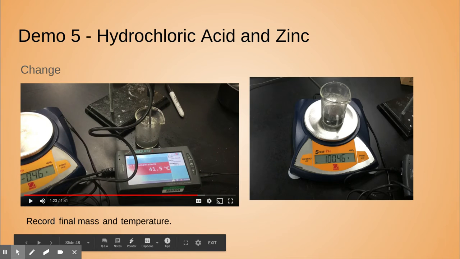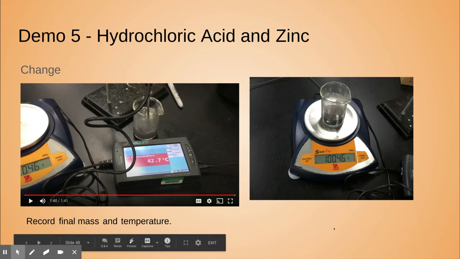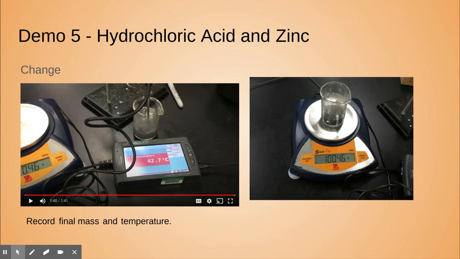So then record the final mass, which is on the right side here, and the final temperature here. I'll just quickly fast forward it to the end. So there's your final temperature. Here is your final mass. And then you can see if you start looking at the masses and you compare them. So I'm going to have you pause the video, compare the masses, and then come back.